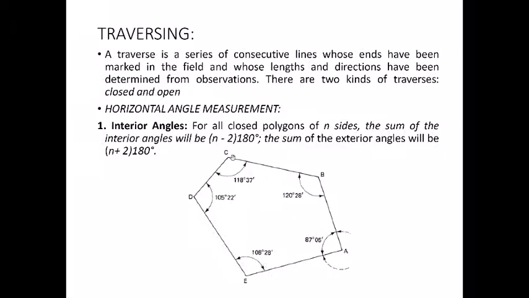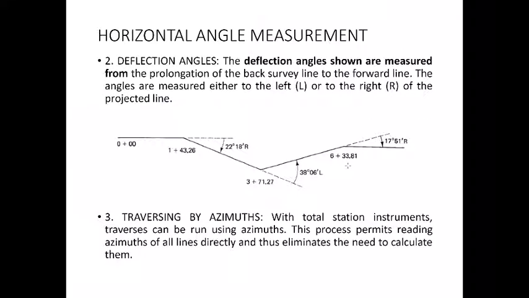Once you have these interior angles, there is a check that you can apply if it is a closed traverse: the sum of interior angles should be equal to (n minus 2) into 180, where n is the number of sides of the traverse, and the sum of the exterior angles should be equal to (n plus 2) into 180. And the other sort of angles that we can lay out are deflection angles.